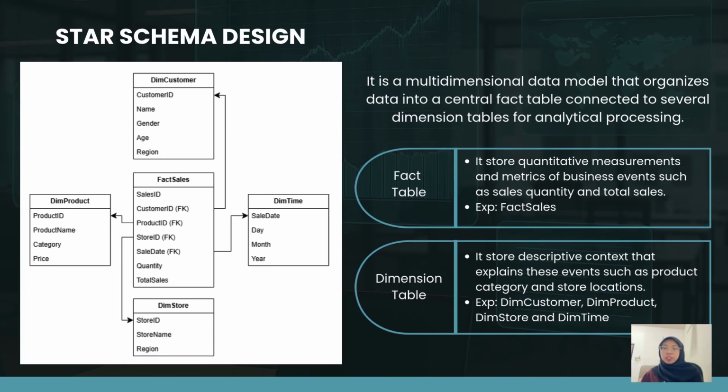Next is star schema design, in which the relational database is transformed into a star schema to support multidimensional analysis. The reason why we chose star schema instead of snowflake is because it has a simpler structure and it is easier to use for reporting and dashboard development. In this star schema, it consists of 1 fact table and 4 dimension tables. The fact sales was selected as the fact table because it stores measurable data such as quantity and total sale. Meanwhile, the customer, product, store, and time information are organized into dimension tables because they provide descriptive information which will be used for filtering and analyzing business performance.